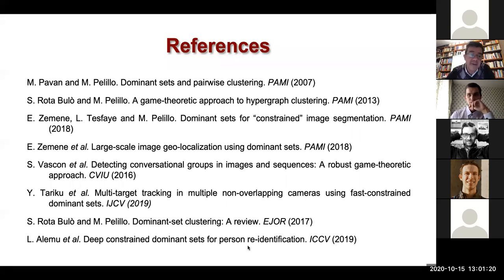So this, I think, is going to be an exciting line of research, trying to integrate dominant set clustering with deep learning, and we just started working on this. Thank you very much. You're welcome. Thank you. Other questions?